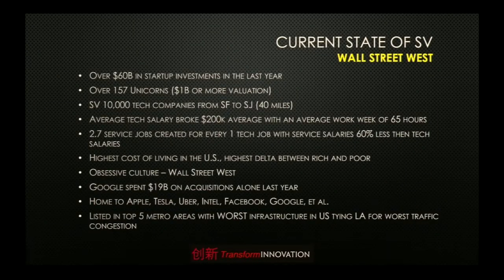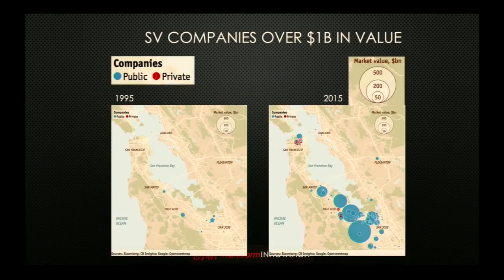If you're not part of the tech elite, it becomes very difficult to afford to live here and to have a sustainable lifestyle. Here's an illustration of just a 10-year change. The little dot represents companies that went public that have $1 billion or more in valuation. So it goes from something that's barely visible on the radar screen on the left, to, by 2015, virtually the entire Bay Area that constitutes Silicon Valley having massive growth in companies of high valuation.